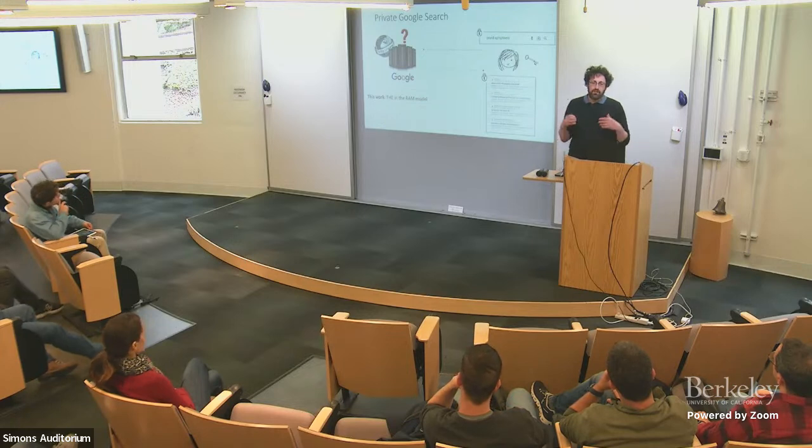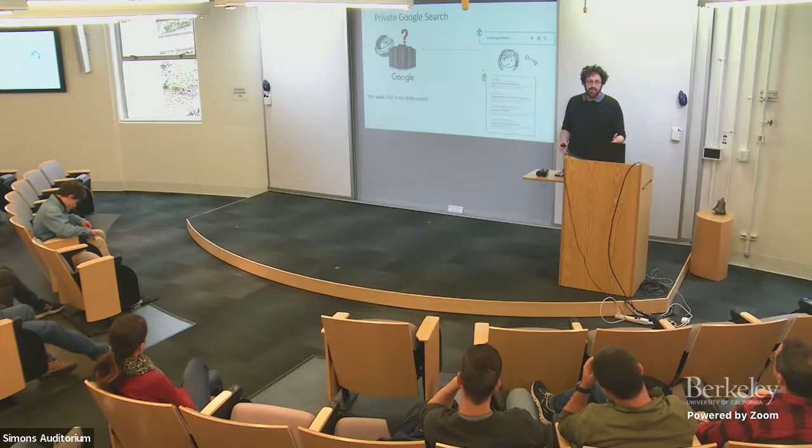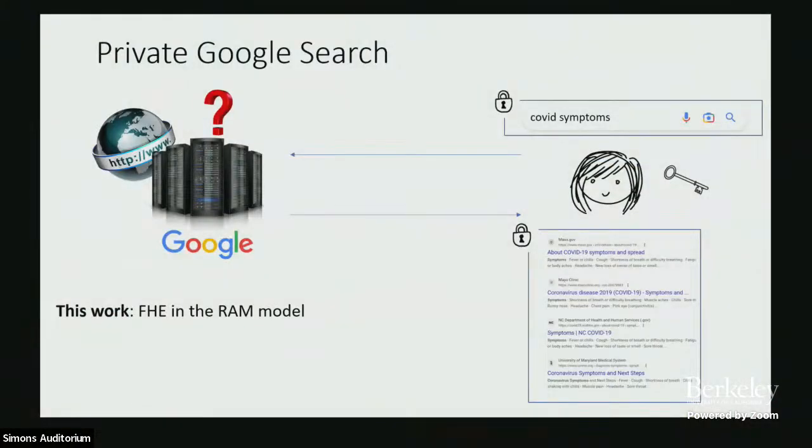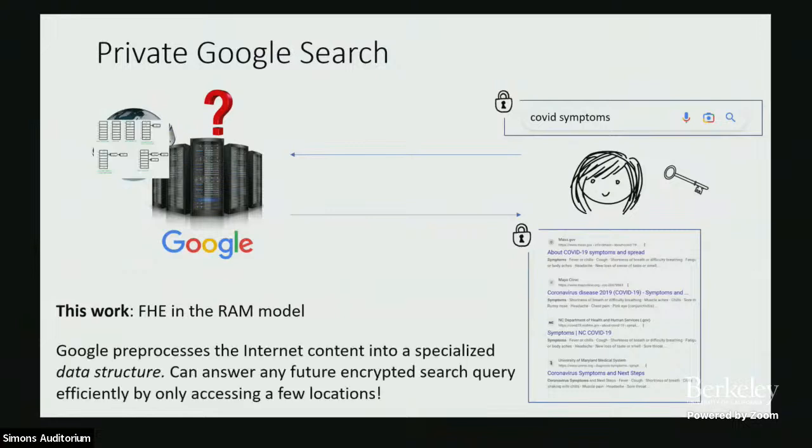Good. And so that's the goal of this work, to take FHE and port it from the circuit model into the RAM model. I'll define somewhat generally what this means later on in the talk. But for now, for the special example of Google search, what that would mean is that Google would take the internet content and pre-process it into some data structure that it will keep on its side.